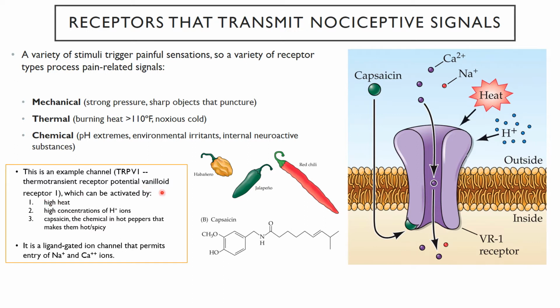It is sensitive to high concentration of hydrogen ions, sort of like the sour tasting cells in your mouth. These will detect, like, if you spill a bunch of acid on your skin. And then it also will pick up capsaicin. Capsaicin is a ligand that has specific sites on these receptors, and it'll induce them to open and allow sodium and calcium to flow into cells to depolarize the cell membrane and induce action potentials. So this is a ligand-gated ion channel that permits the entry of sodium and calcium ions.